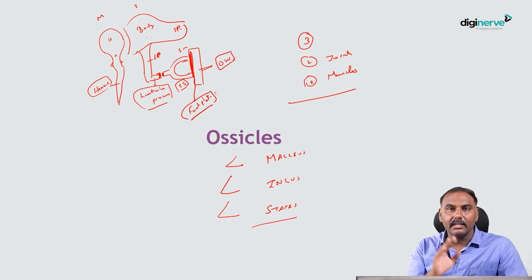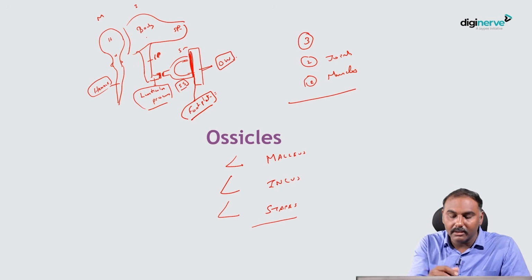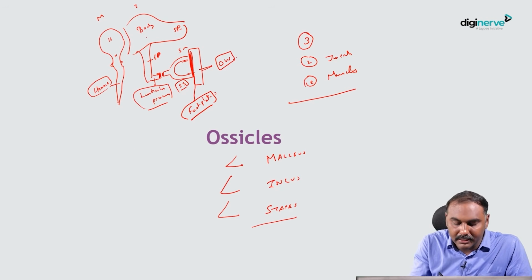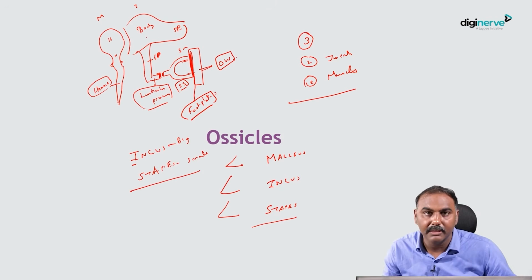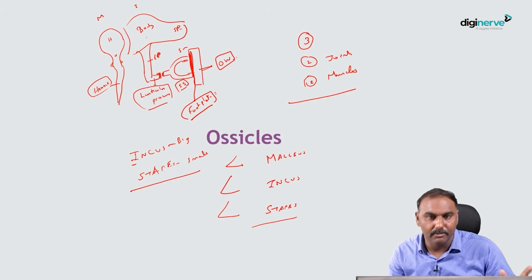So these are the three ossicles. The important MCQ they will ask here is, which is the biggest ossicle of these three? The biggest ossicle is Incus. The Incus is biggest. The smallest is Stapes. Stapes is smallest. Don't forget this. The biggest is Incus, the Stapes is the smallest one.